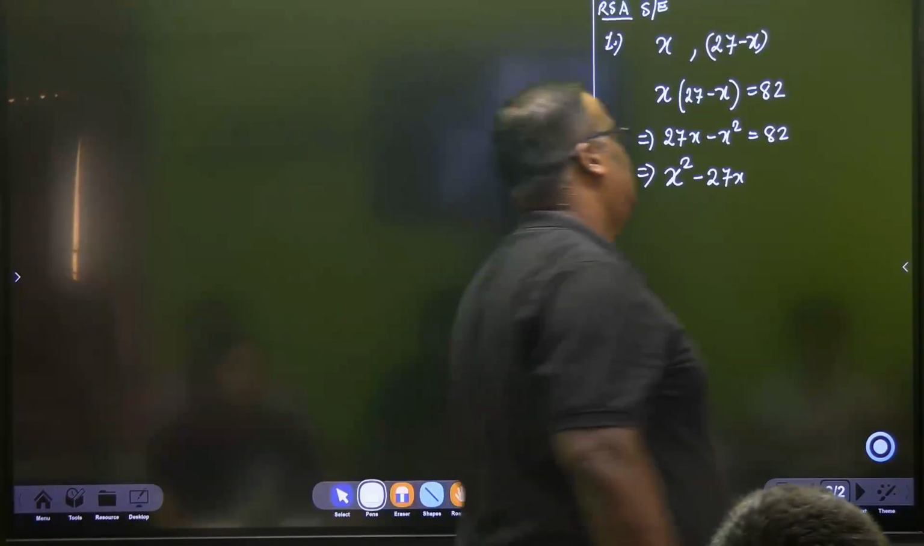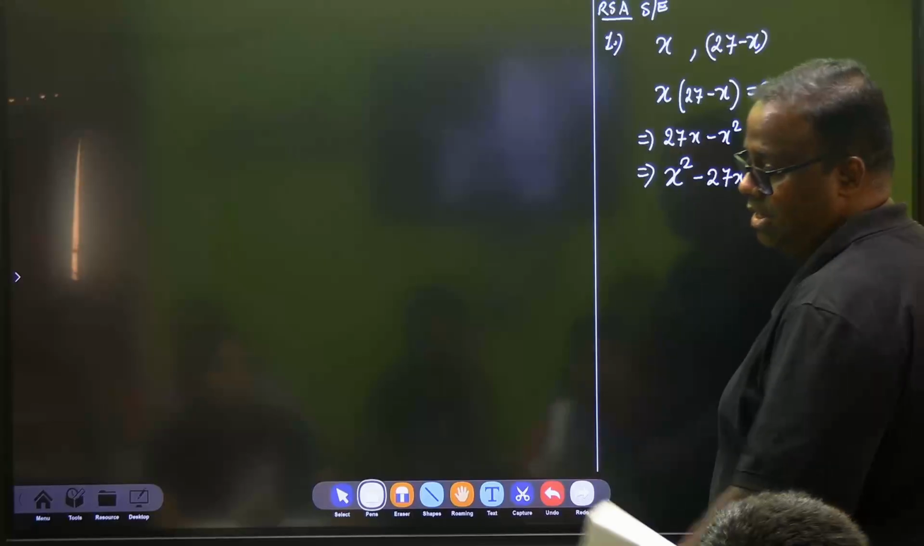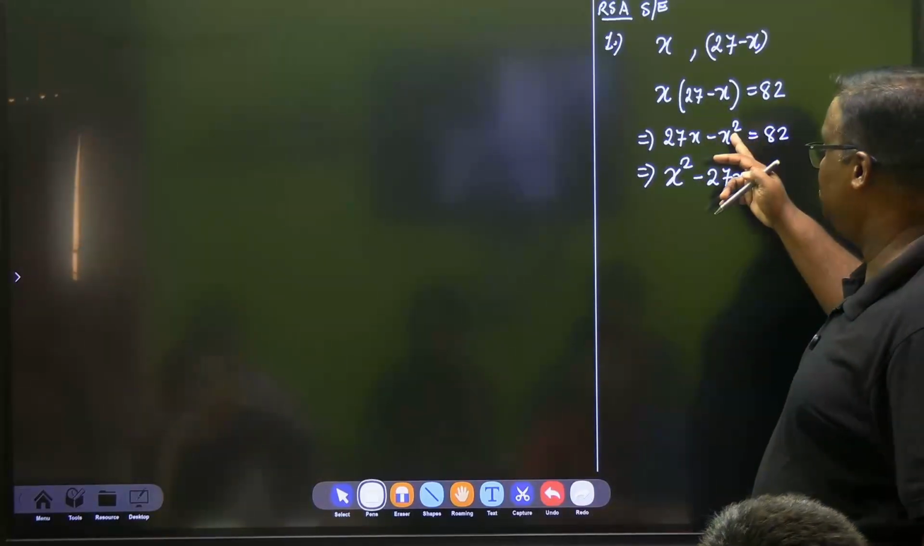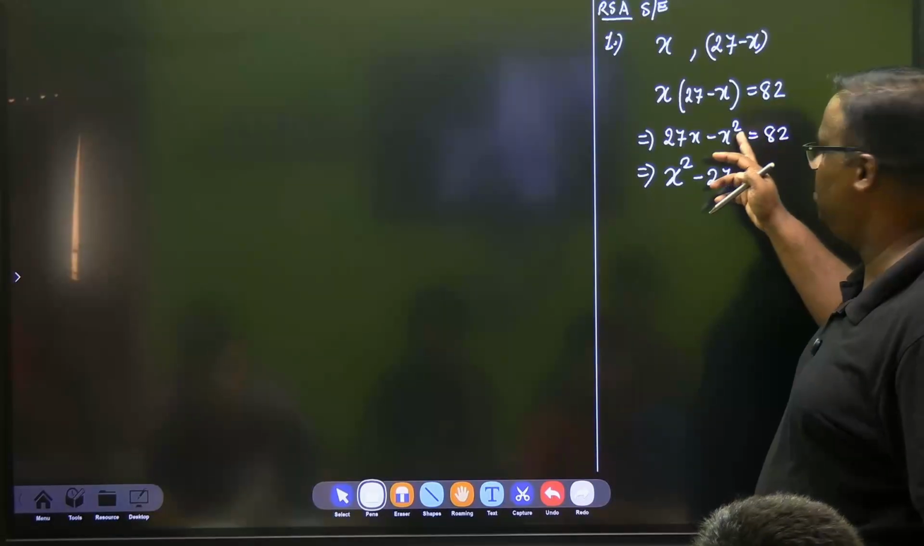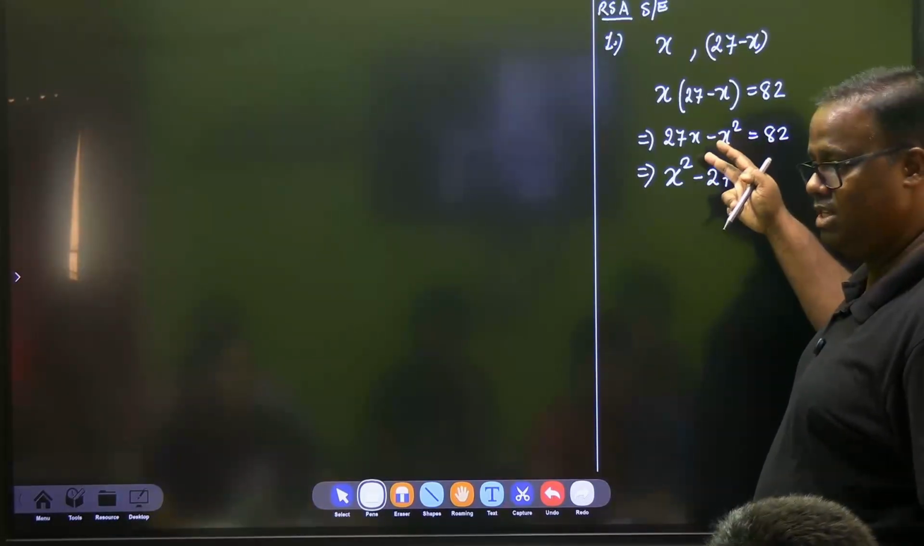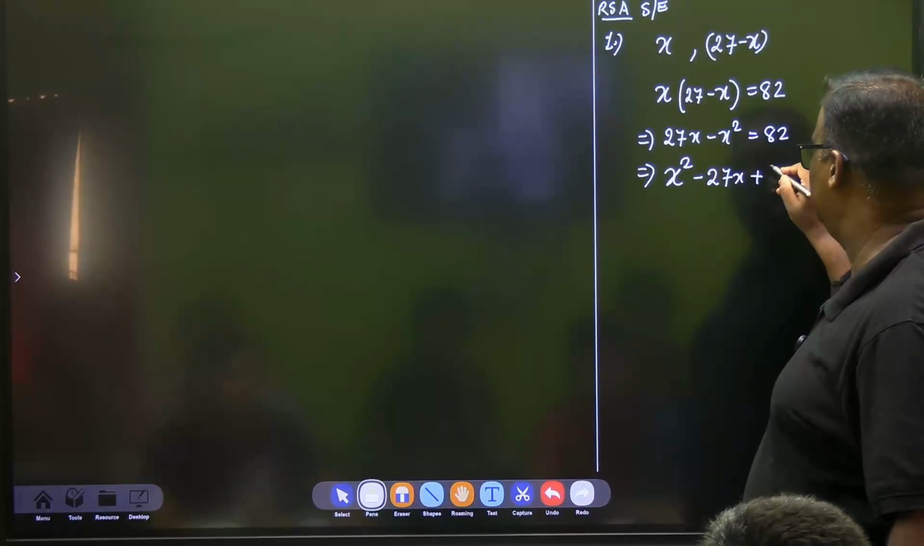Then there is a trick here. All this was done when this was negative. Then when you bring 182 to this side, it would also have become negative. After that, you have changed the sign, so 182 becomes positive.